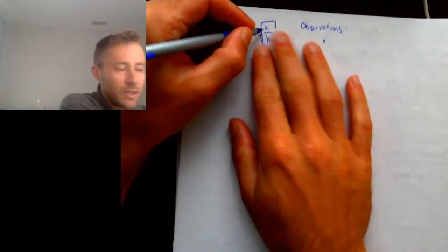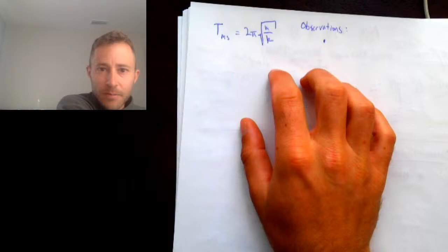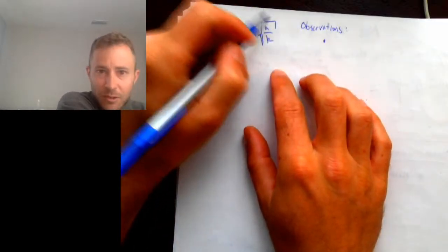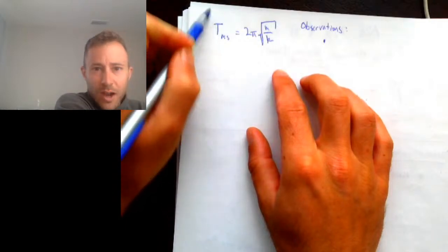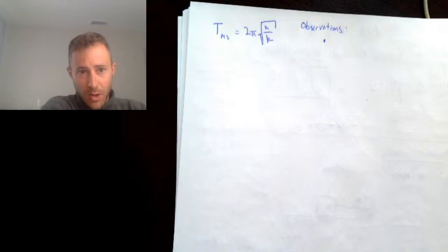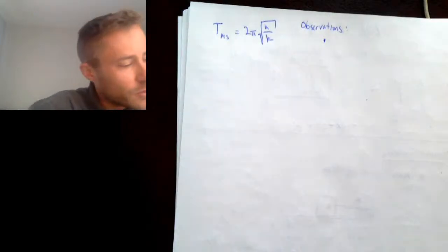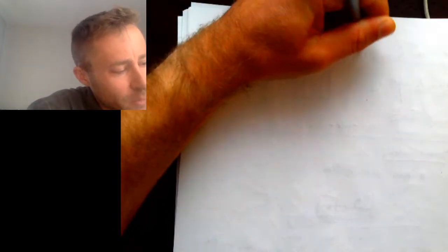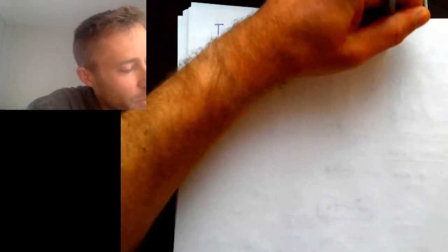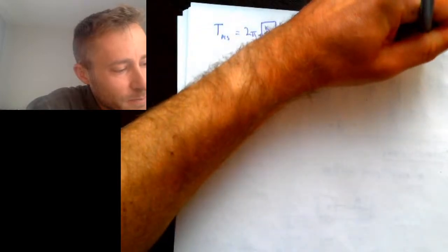And notice how we see mass on the numerator. So because mass is on the numerator, as the mass gets bigger, it takes more time to go back and forth. That's just what we expect, okay? So basically, as the mass goes up, the period also goes up as expected.